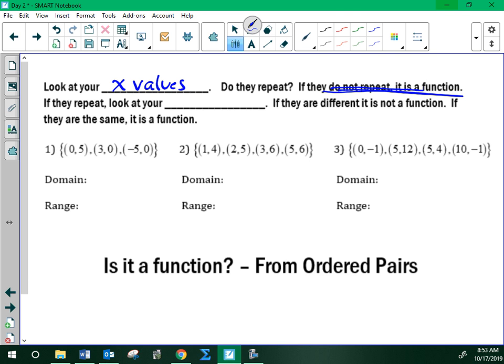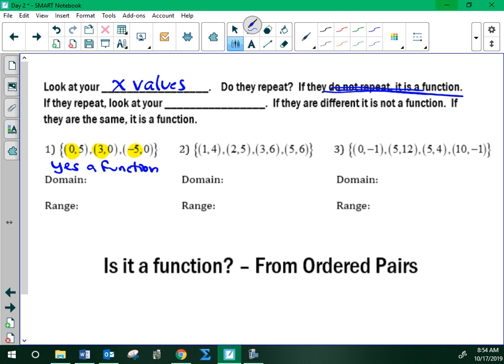So let's take a look at our first one here. All they did was list the ordered pairs. So I'm just going to look at my x values. I highlight my x values here. Do I see the same number repeating? Nope. So I automatically know it's a function. What are x's and y's called? X's are domain. Yeah, x's are domain. Good. So this is a function. Yes, a function. Okay.